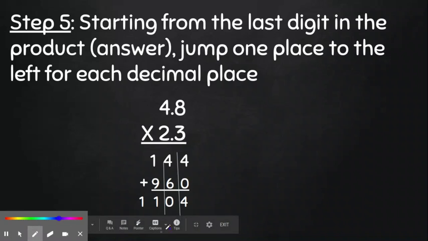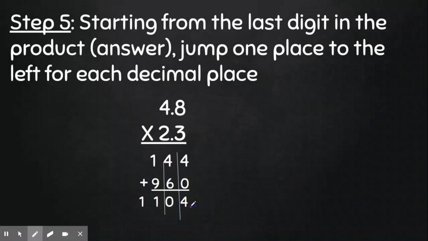I grab my pen, pencil, going down to the end. 1, 2 decimal places to the left. And there's my decimal. My answer is 11 and 4/100, which is pretty close to my estimate.